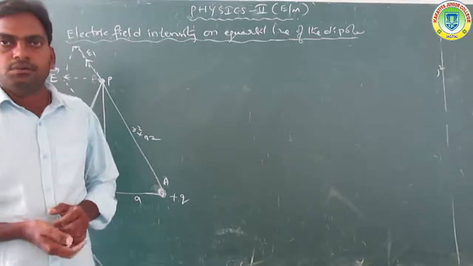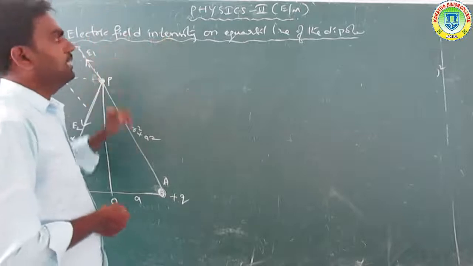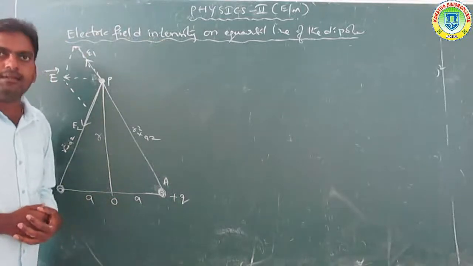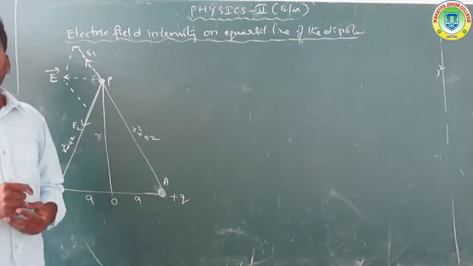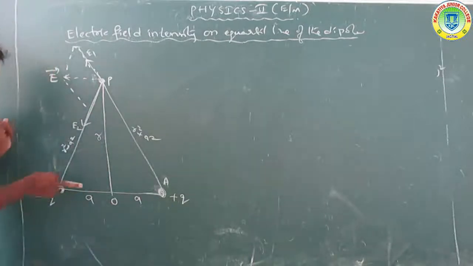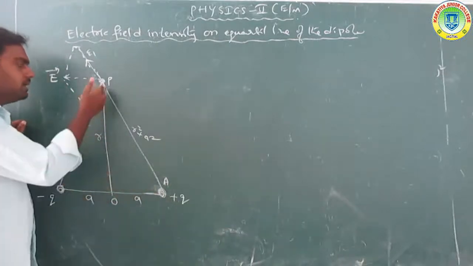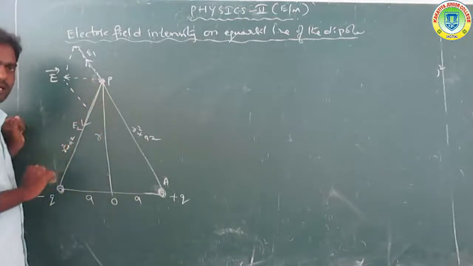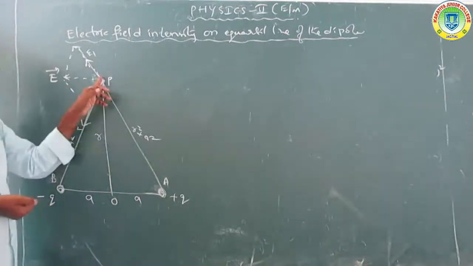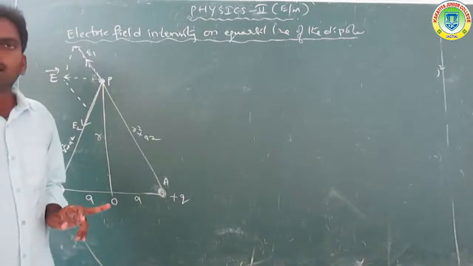That was the last class. Now today, the topic we discuss is the electrical field intensity on the equator line of the dipole. We calculate the electrical field intensity on the equator line of the dipole at any point, that is, to find the electrical field intensity at any point on the equator line of the dipole.